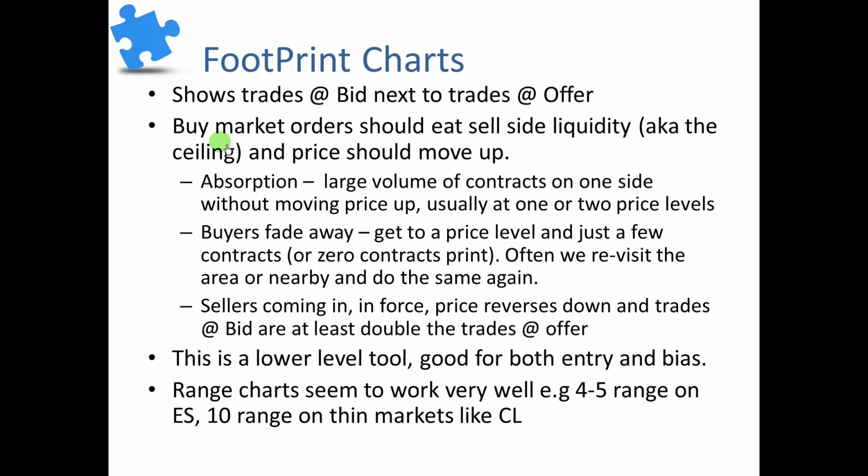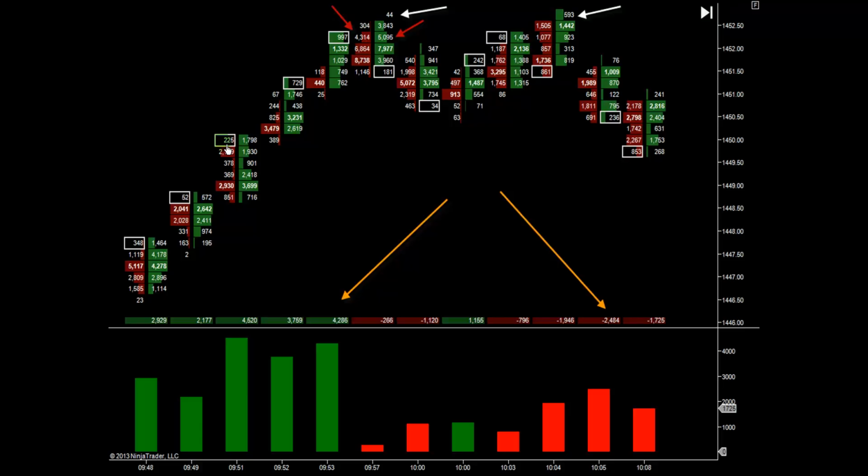So you're not going to be able to say, okay, what happened on the way up, what happened on the way down. So range chart, like a 5 range chart on the ES, a 10 range chart on the crude oil, or point and figure charts, they're the ones that work best with footprint charts because they effectively show you the swings. Okay. So here's a footprint chart.